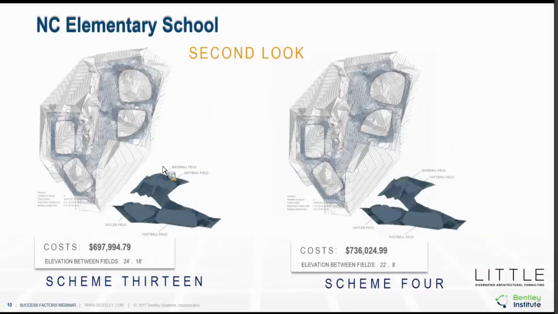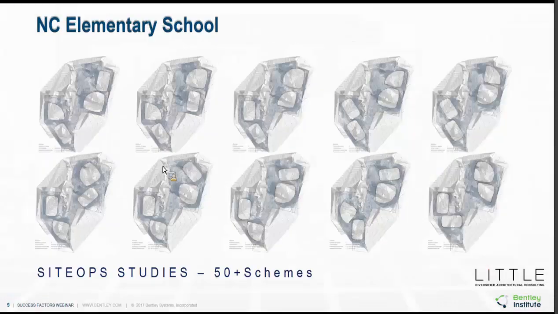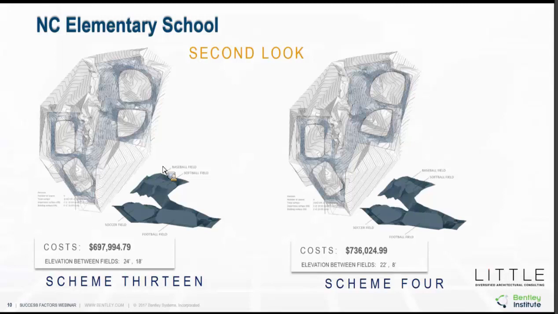So here's the set, what they called their second look. Now, if we look on the left, they reduced it from, go back a couple slides real quick. Initial budget was just over $1 million, $1,009,180. They've now reduced it to $697,000 by finding better field locations, better way of, to some level, balancing the project. And on the right, they gave them another schematic. Said, hey, here's number 4, but there's an issue.